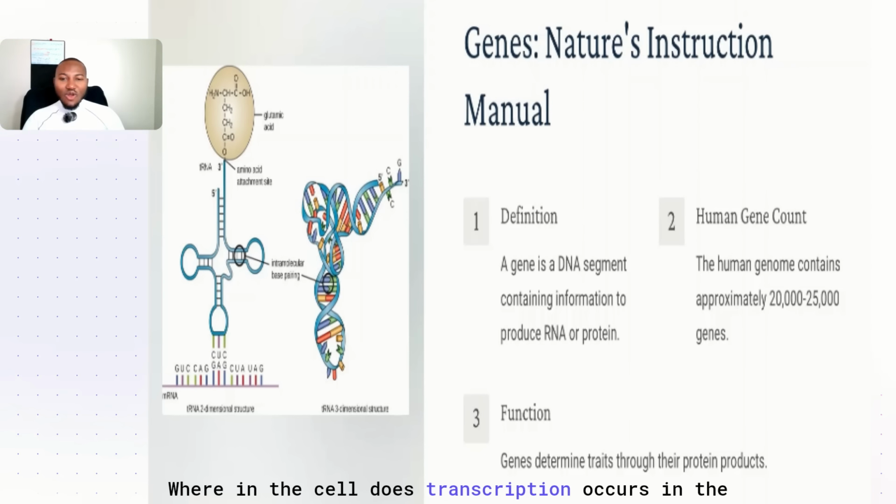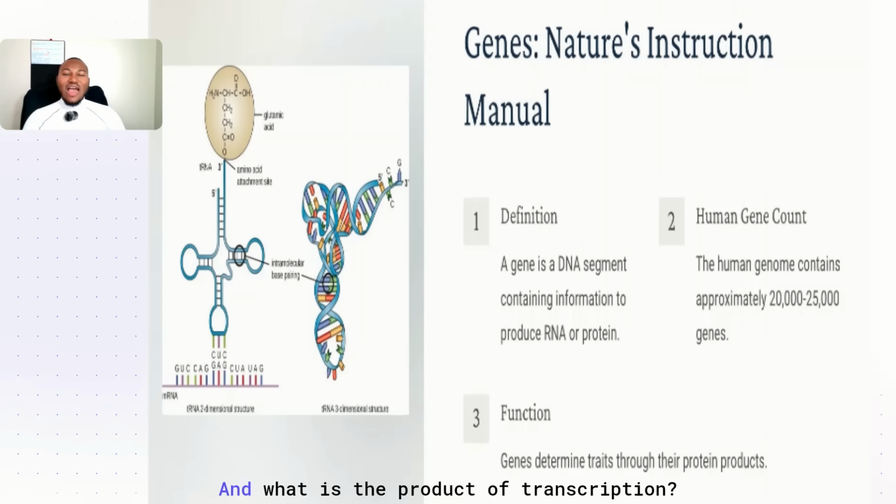Where in the cell does transcription occur? In the nucleus. Where does translation occur? In the cytoplasm. And what is the product of transcription? Messenger RNA. You have to know the difference between messenger RNA, tRNA, and rRNA. tRNA is the one that brings the amino acids. Messenger RNA is the one that pairs with the bases of the DNA strand. That's why it is the product of transcription. And what is the product of translation? Proteins. And after that, it will undergo modification. Very important for you to put this in your mind.